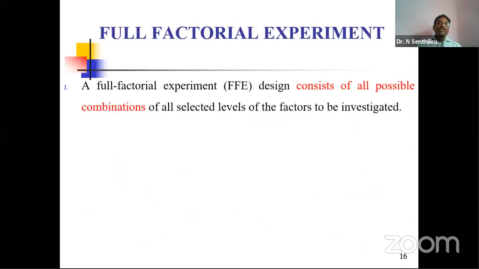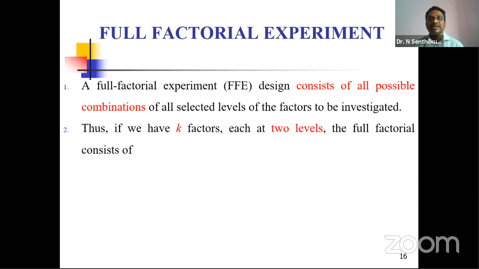So this full factorial experiment consists of all possible combinations. That is, the main effects, the two-factor interactions, the three-factor interactions. So all possible combinations that exist among the selected input parameters will be presented in the full factorial experiments. Previously we have seen there will be two level and three level, but the most widely used full factorial experiment is two level because it is very easy to analyze.